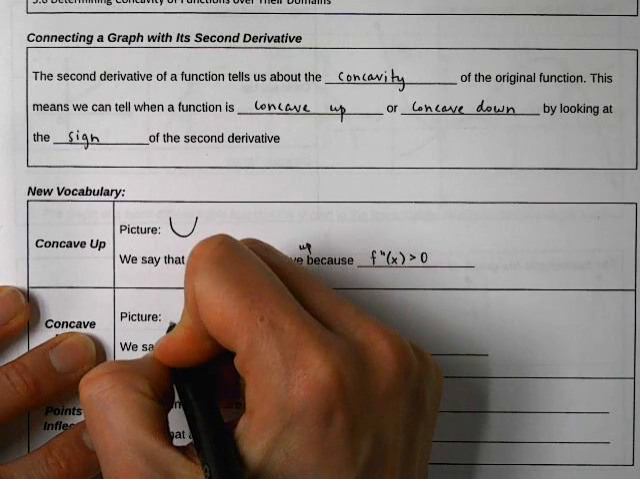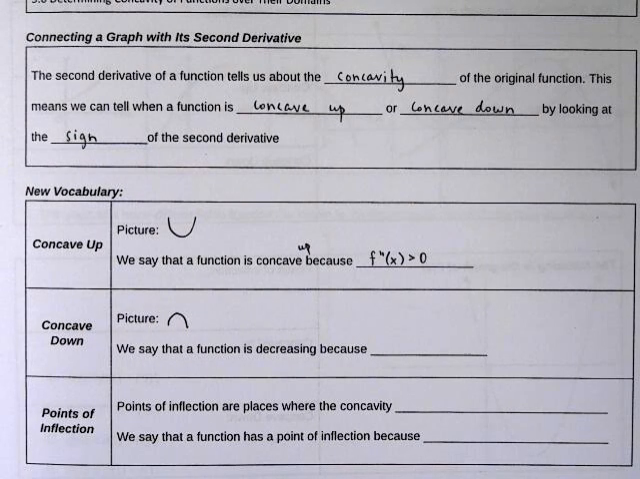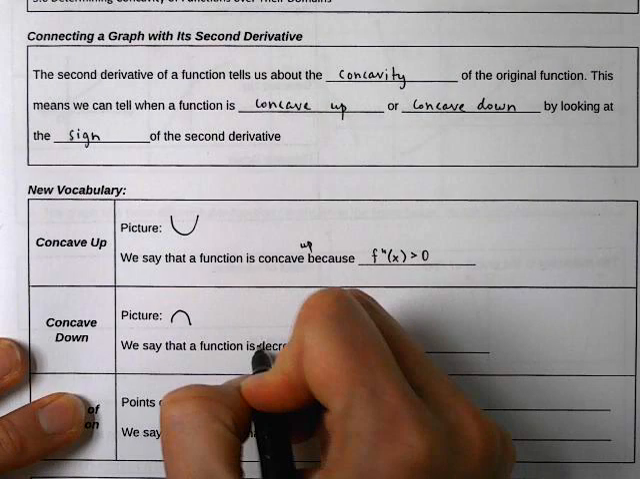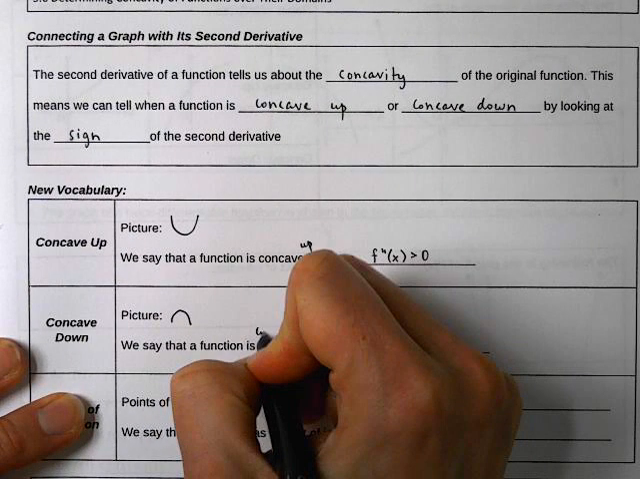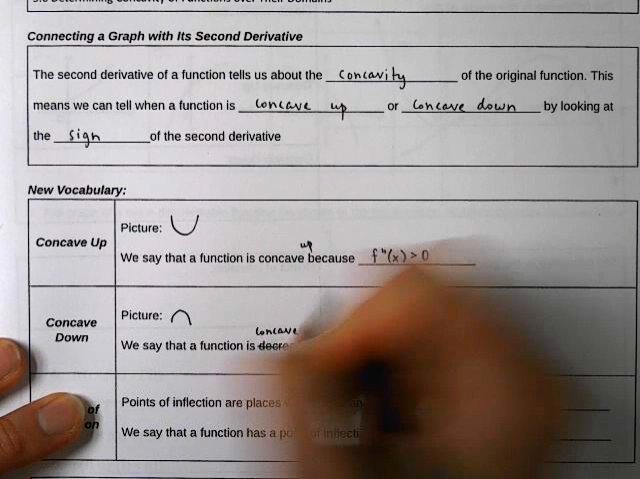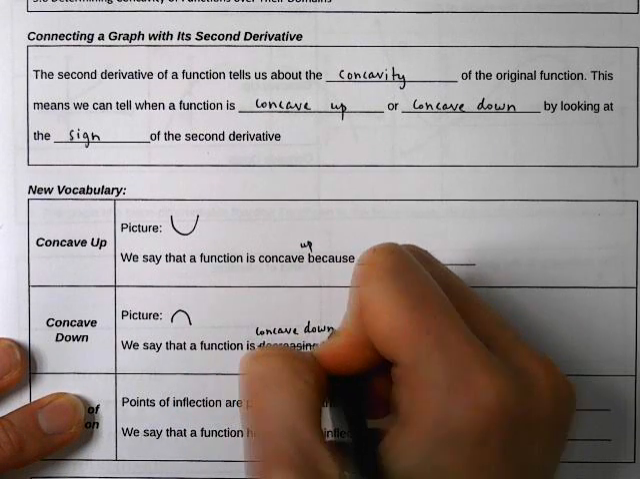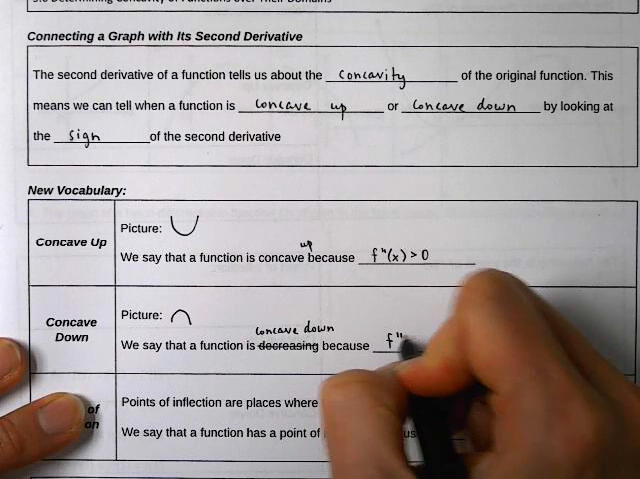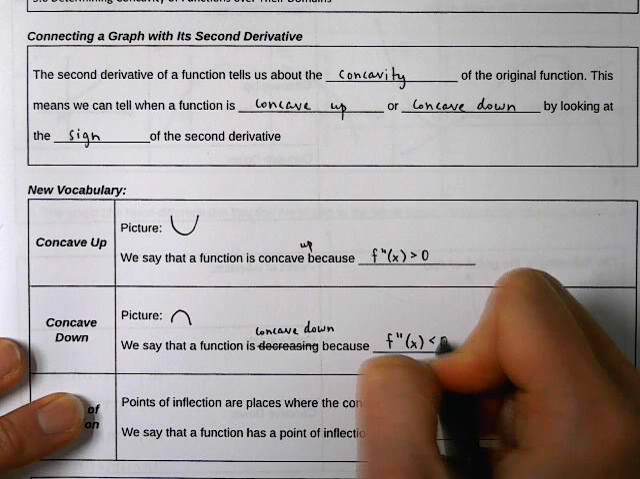Concave down, on the other hand, looks like this. We say it's a frown. And we say a function is concave down when we're justifying it, it's because f double prime of x is less than 0.